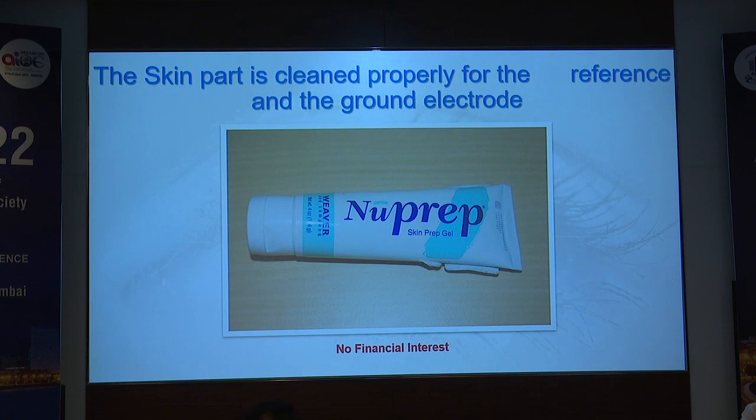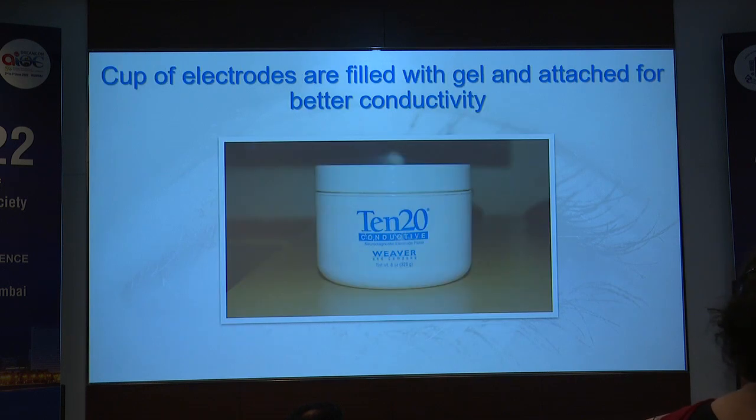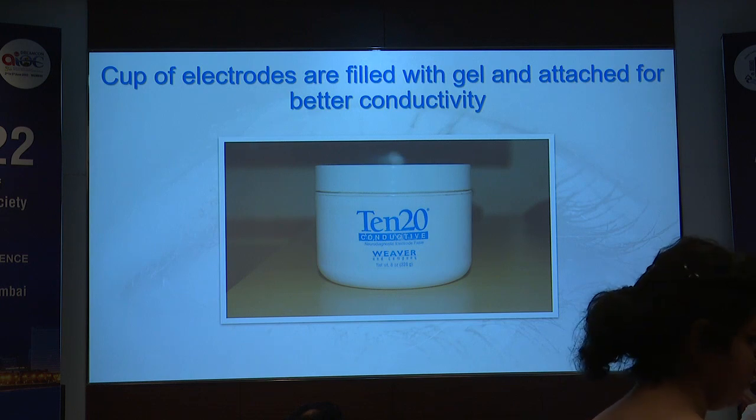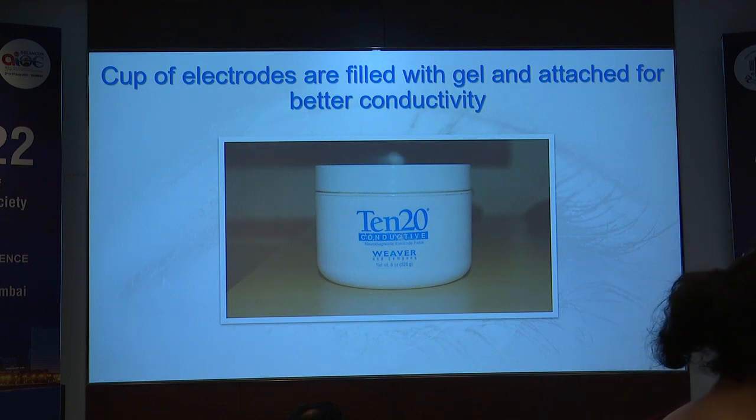For preparation, it is very important that we use a good gel that has a very good cleaning effect and decreases the impedance, which is usually a skin prep gel. Then the cup of the electrode has to be filled with gel that allows better conductivity. 10/20 conductive gel is one such example.